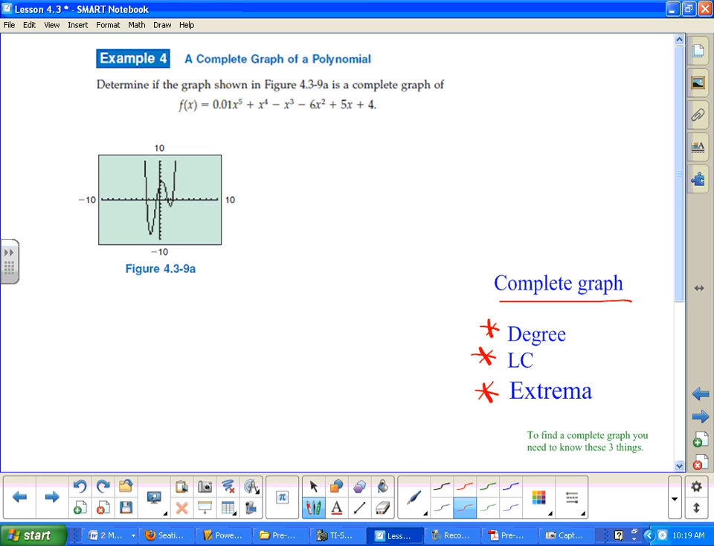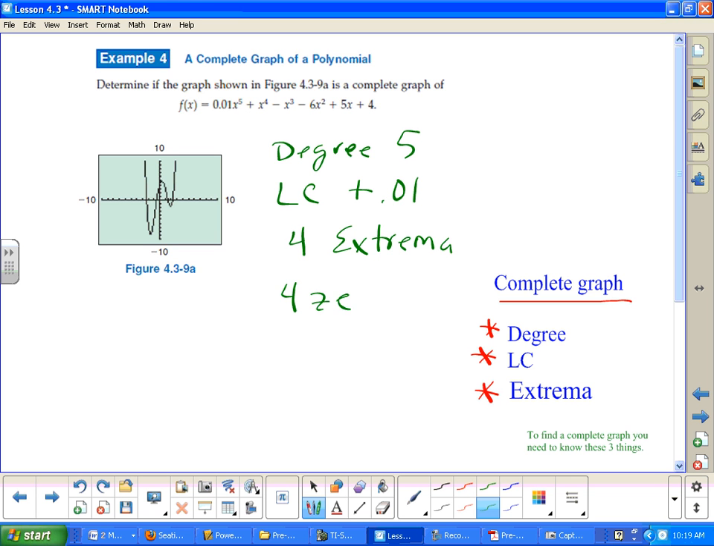All right. In this case, the degree is 5. The leading coefficient is a positive 0.01. And the number of local extrema, since it's degree 5, it could have 4 extrema. Well, we see the 4 extrema. We see that there are 1, 2, 3, 4 zeros, but there could be 5 zeros. So I'm not seeing the 5th zero there.